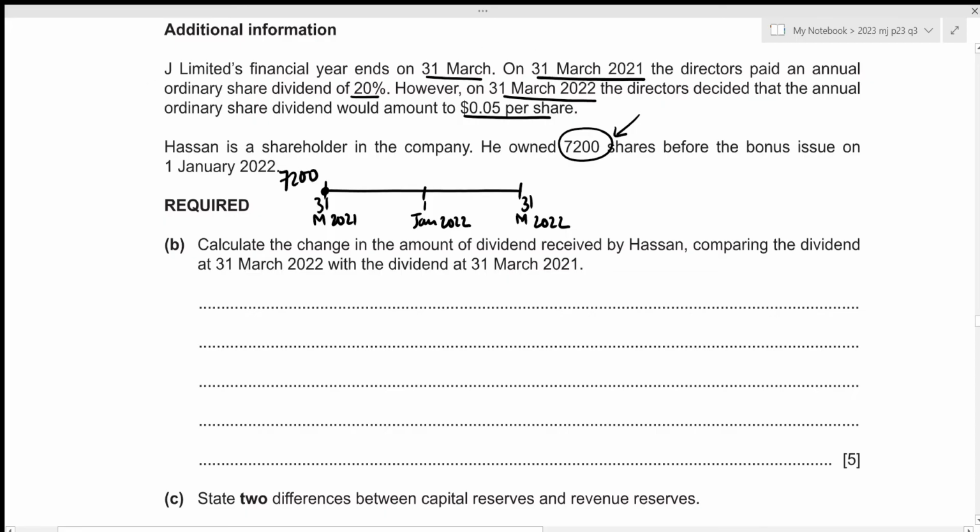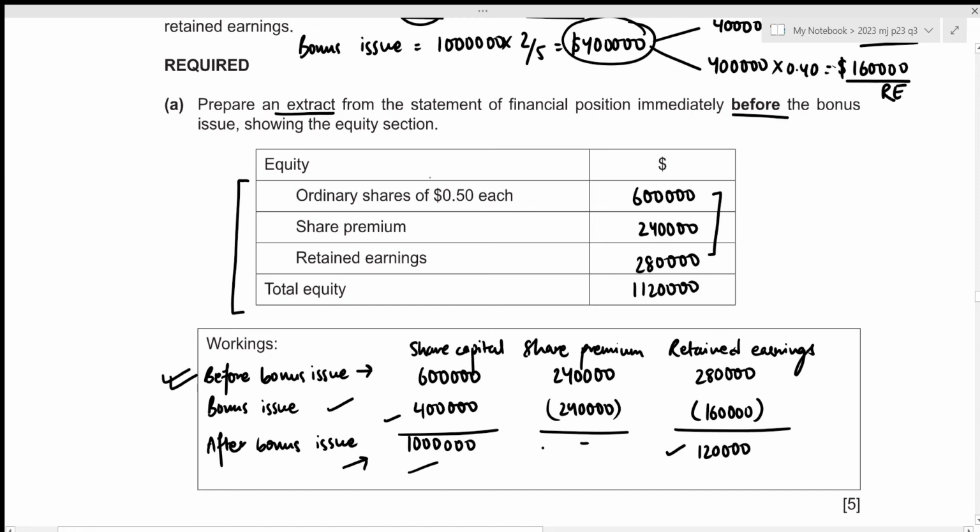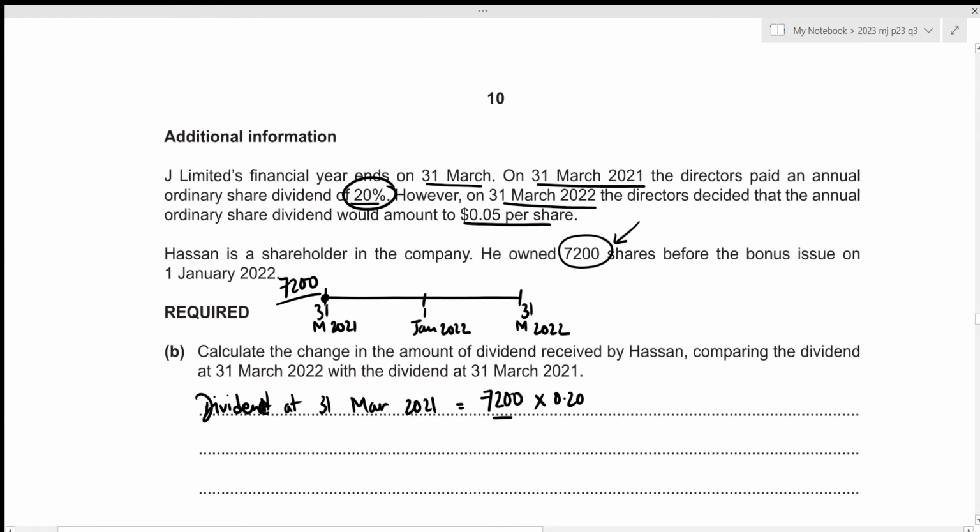So, as per our annual ordinary share dividend, he would get 20% of these shares. So, the dividend at 31st March 2021 is just going to be the number of shares, which is 7,200, multiplied by 20%. And remember that he's not getting the number of shares, he's actually getting the amount, which means that we would have to figure out the value for our number of shares. So the nominal rate in this question is given to be 0.50. We just need to multiply it to the number of shares in order to figure out the value. So we just need to multiply it by 0.50 as well. And this gives the dividend at 31st March 2021 to have the value of 720.